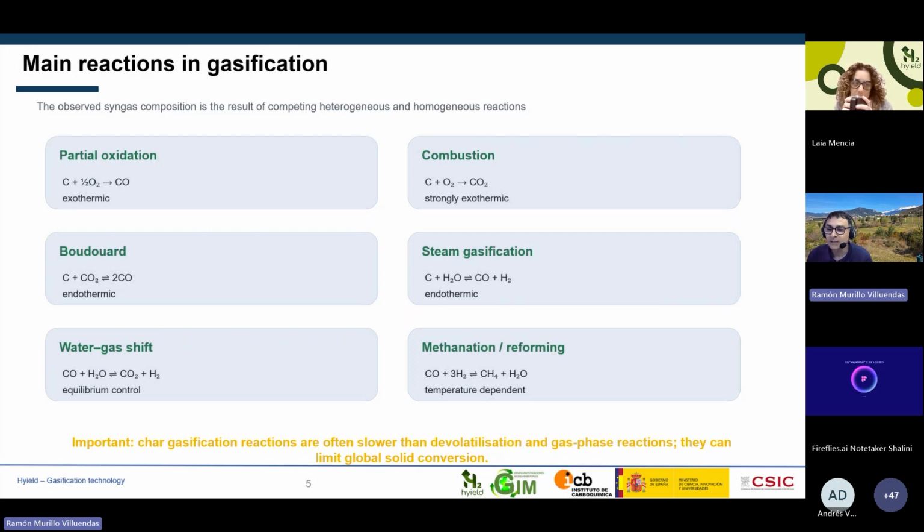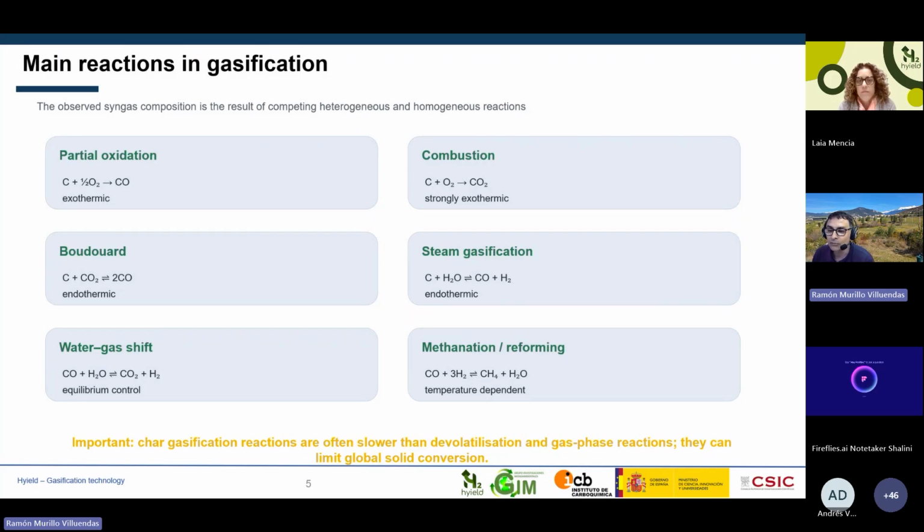The water gas shift reaction converts carbon monoxide and steam into carbon dioxide and hydrogen. It strongly affects the hydrogen-CO ratio and is especially relevant for hydrogen production or synthesis applications. Finally, methane can be formed or consumed through methanation and reforming reactions, depending mainly on temperature.